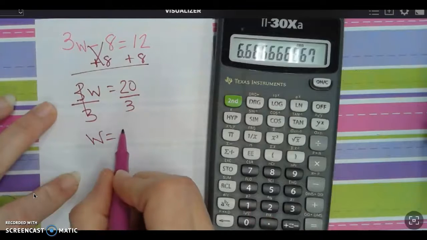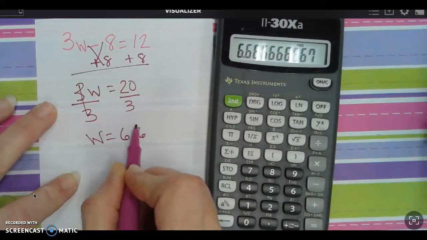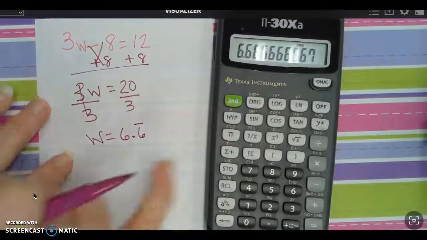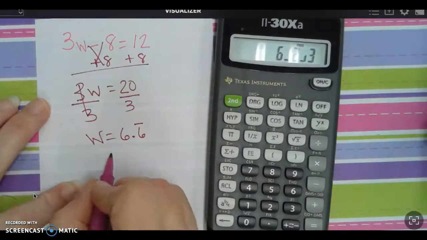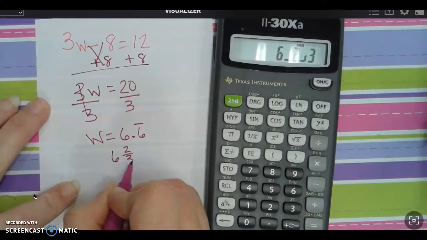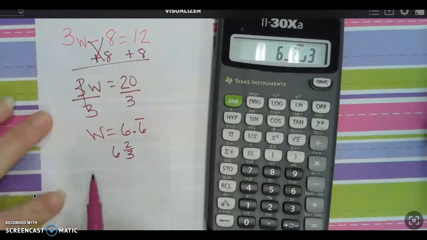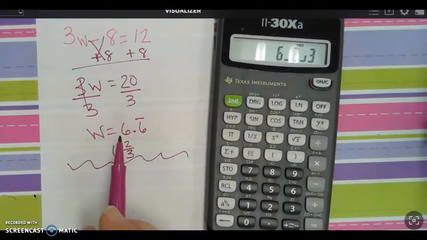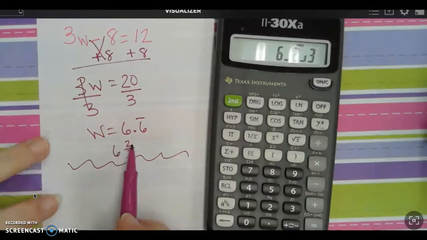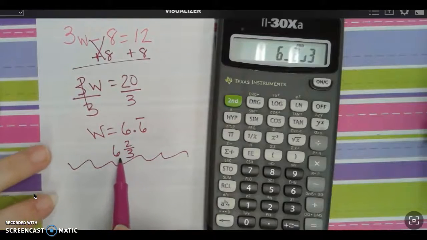So you could write that 6.6 with a bar notation. Or if you remember, you hit second and then that back arrow key, that is also 6 2/3. You can't put 6 with a bar notation in your calculator. So to get it to work out correctly, you would need to type it in the calculator as 6 2/3.